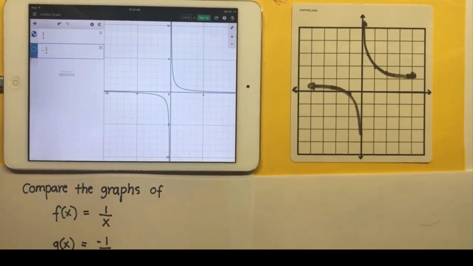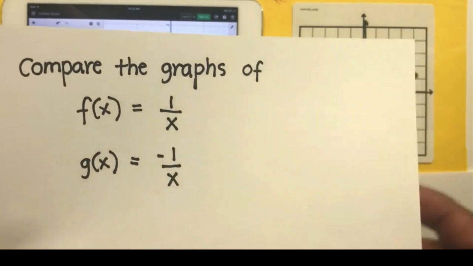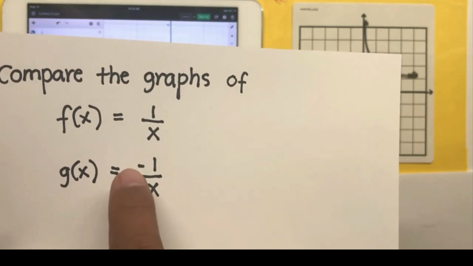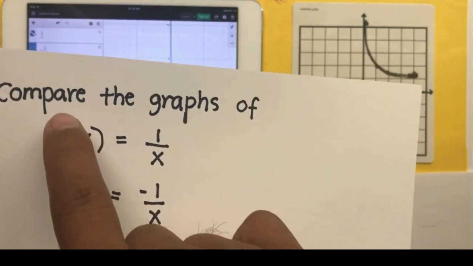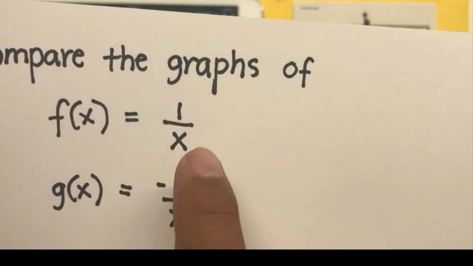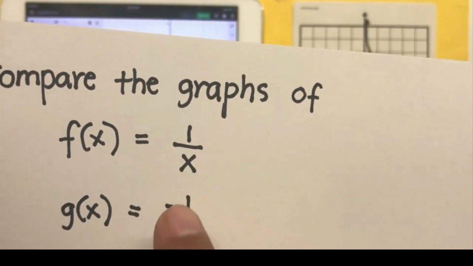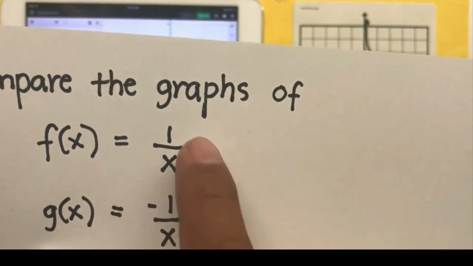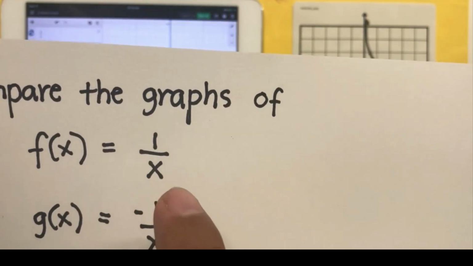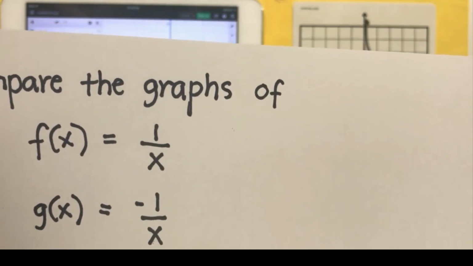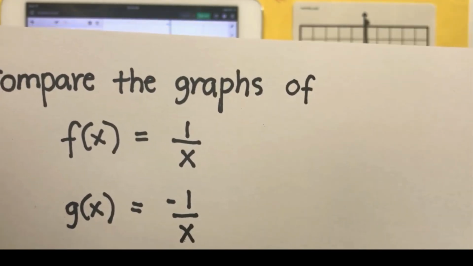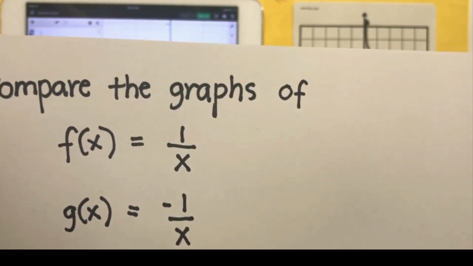So the first thing that we're going to do is compare the graph of f of x equals 1 over x and g of x equals negative 1 over x. The function f of x equals 1 over x is called the parent function of the rational functions because most of the graphs can be derived from these parent functions through several transformations such as sliding or translation, flipping the graph or reflection, enlarging or reducing the graph, or what we call dilation.